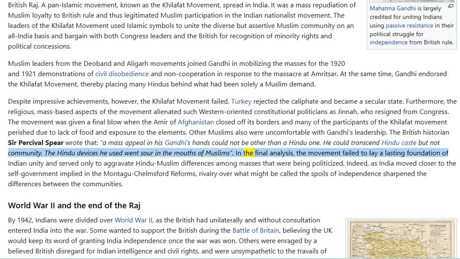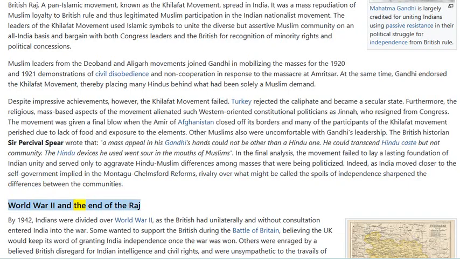In the final analysis, the movement failed to lay a lasting foundation of Indian unity and served only to aggravate Hindu-Muslim differences among masses that were being politicized. Indeed, as India moved closer to the self-government implied in the Montagu-Chelmsford reforms, rivalry over what might be called the spoils of independence sharpened the differences between the communities.